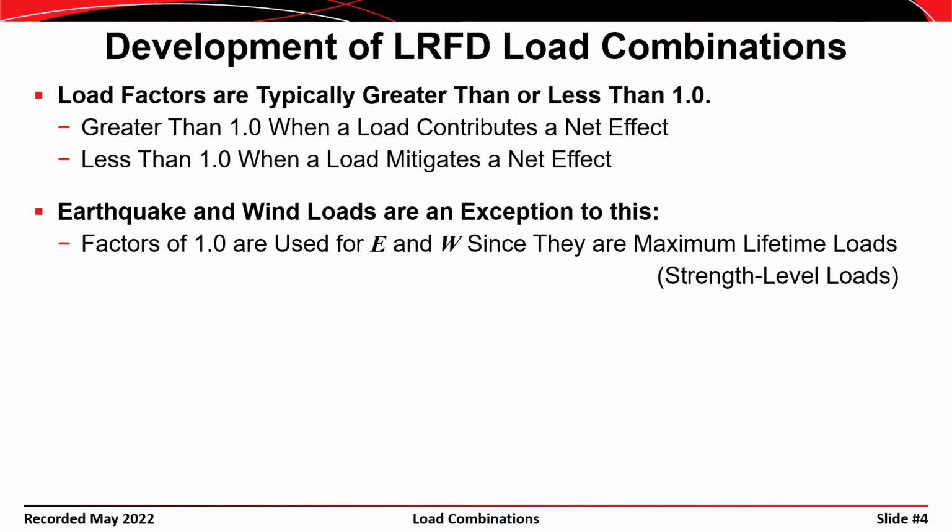It also bears mentioning that if you go back to the last couple of versions of ASCE 7, I think the 2010 edition of ASCE 7 included a load factor for wind of 1.6 instead of the 1.0 that you'll see now. And if you go back a few versions before that, the load factor for earthquake was also 1.6. So they made a change over the past 20 years from calculating E and W at arbitrary point in time levels to maximum lifetime levels.